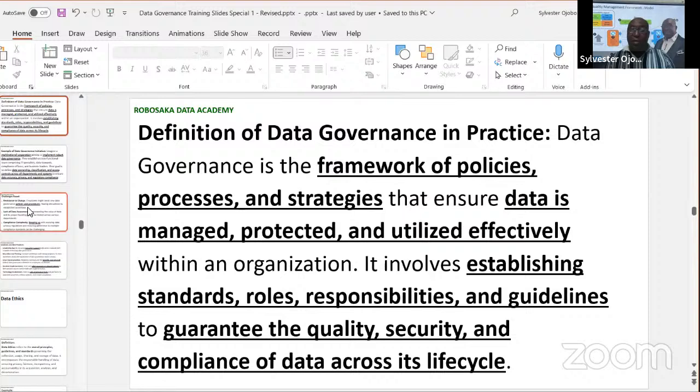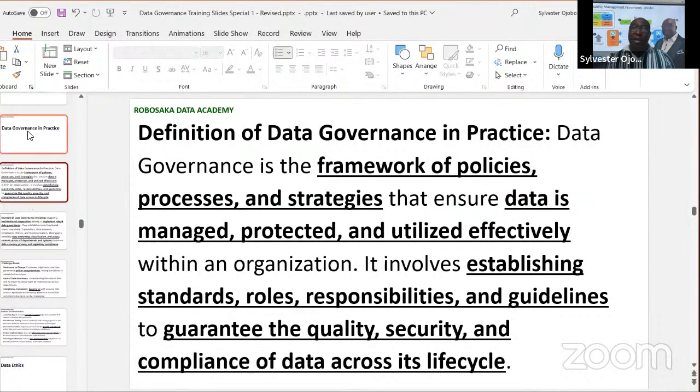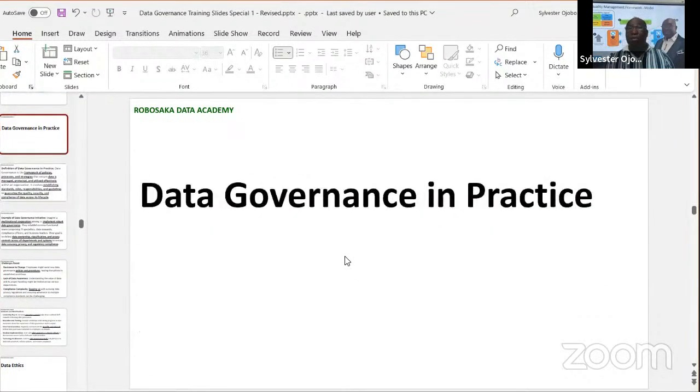That is very important. Data ethics and data governance practice go very, very close together.